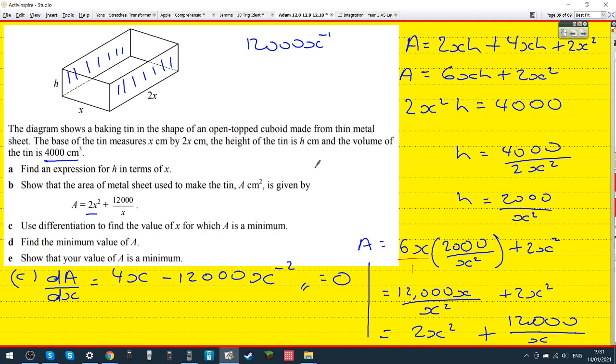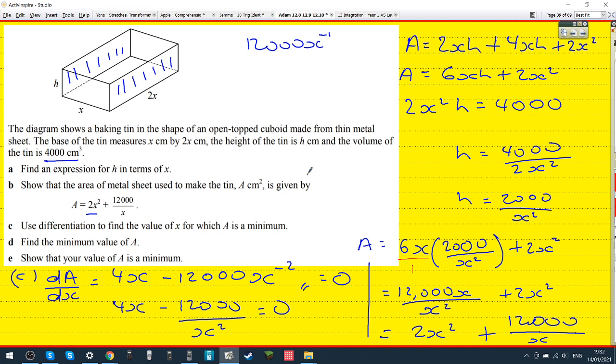So can we solve that as a quadratic or not? No, because it is negative. So you can't solve it as a quadratic manually either? You could. 12,000 over x is the same as 12,000 x to the minus 1. What is 12,000 x to the minus 2? Is it over 2x or x squared? x squared. Yeah. So that is the same as 4x minus 12,000 over x squared equals 0.